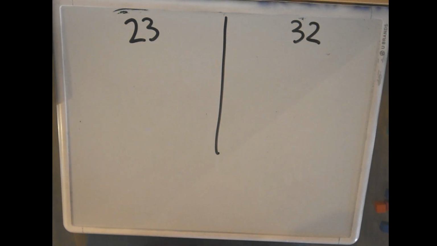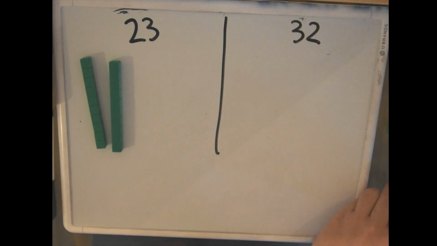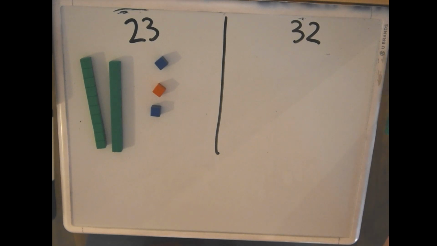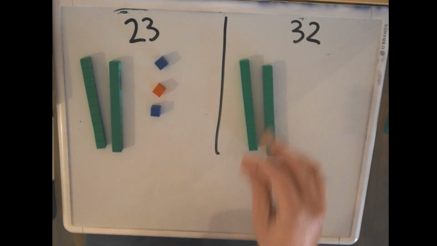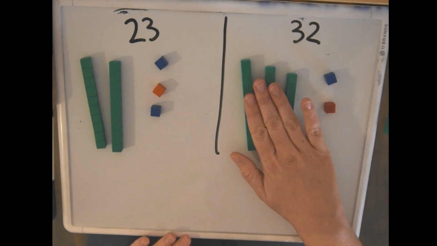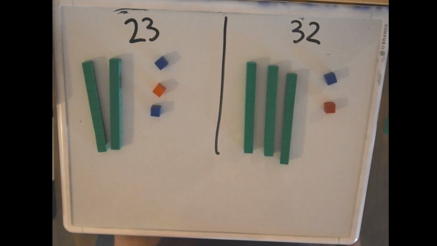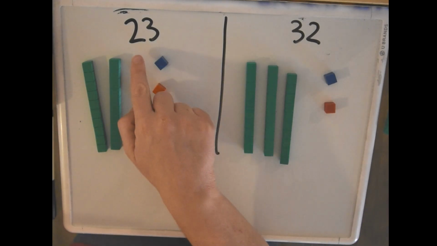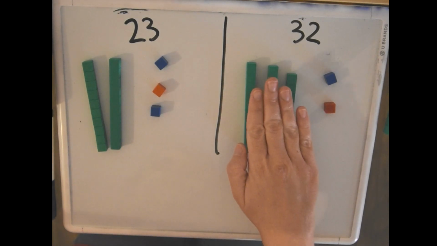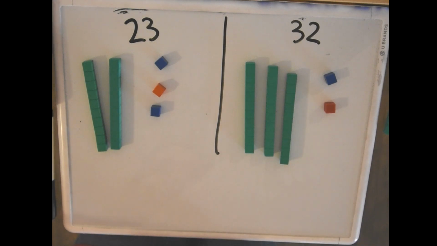Okay, to make 23, we need 2 tens and 3 ones. For 32, we need 3 tens and 2 ones. Now, I know these numbers look very similar, but they're not the same, right? 23 has 2 tens and 3 ones. 32 has 3 tens and 2 ones. So they are different, okay?